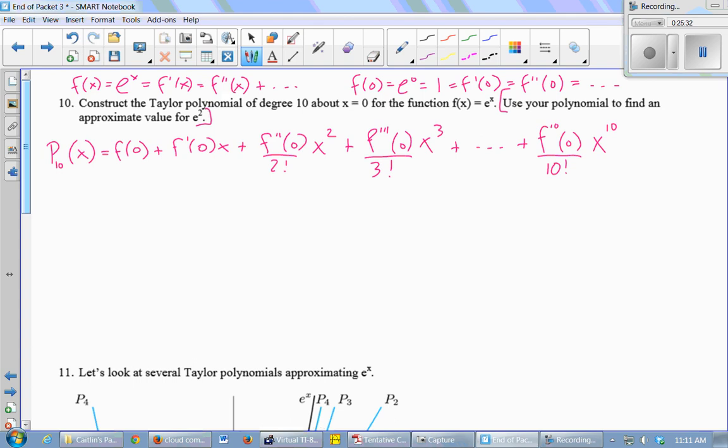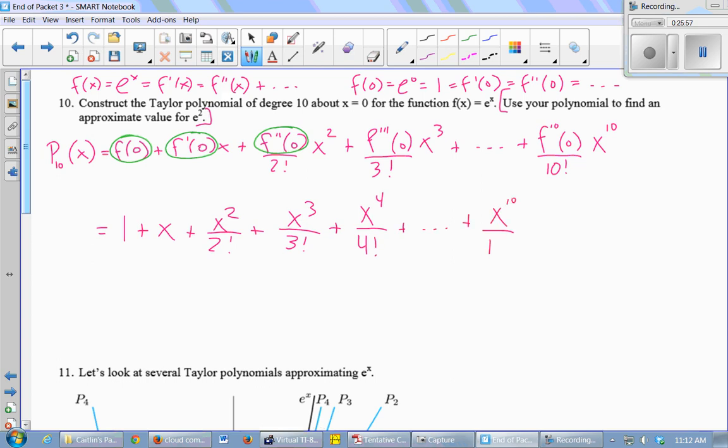So all of these coefficients, f of 0, f prime of 0, f double prime of 0, are all 1. So this just ends up being 1 plus x plus x squared over 2 factorial plus x cubed over 3 factorial plus x to the 4th over 4 factorial plus and so on, all the way up to x to the 10th over 10 factorial.